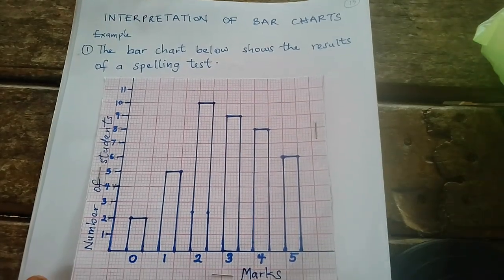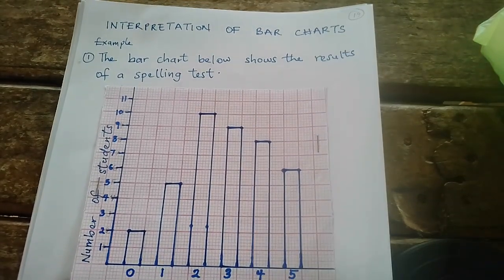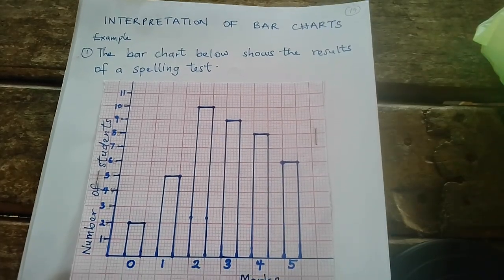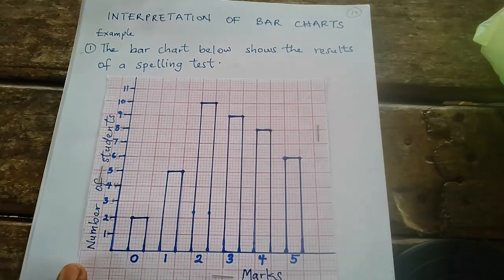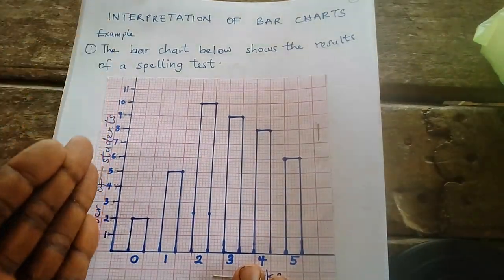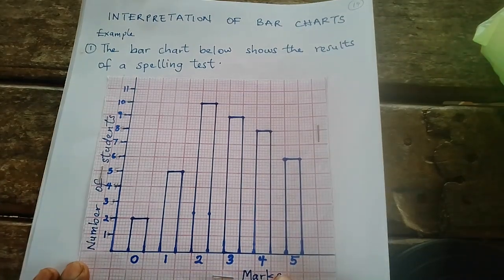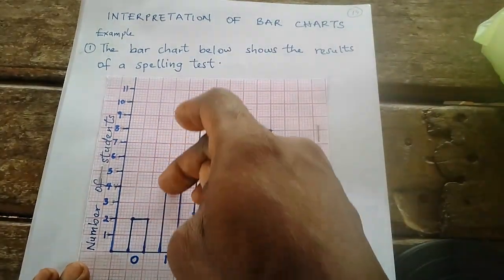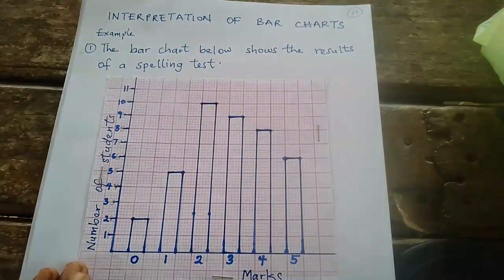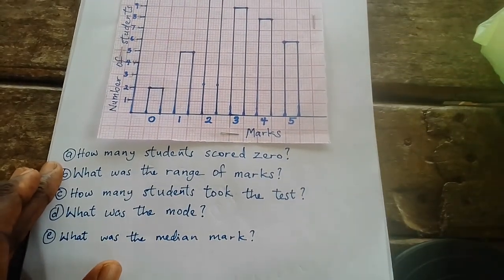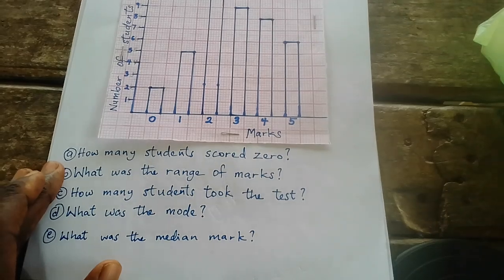So now, if we are having a question like this: the bar chart below shows the results of a spelling test. So in the bar chart here, we are having the result of a spelling test. The number of students is written on the vertical, while their marks is written on the horizontal. The rectangular blocks represent their frequency. Then part A of the question says, how many students scored 0?